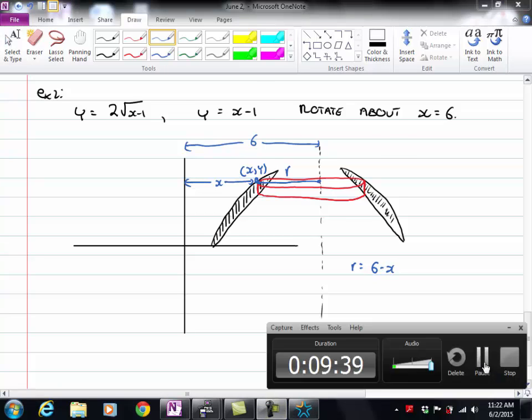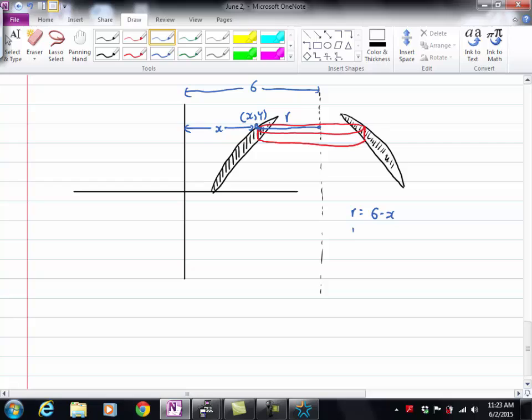Before I start, what's the height? What is it? 2 root x minus, make sure you have brackets here. Oh, sorry. 2 root x minus 1. Make sure you have brackets here, x minus 1. The height becomes 2 root x minus 1 minus x plus 1, because the height is just this piece right here. That's the next confusion people have.